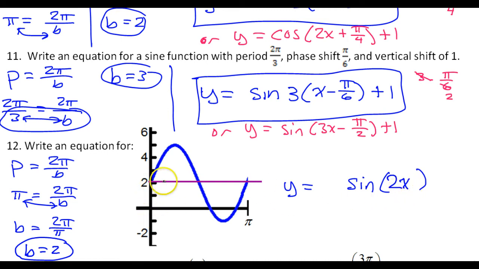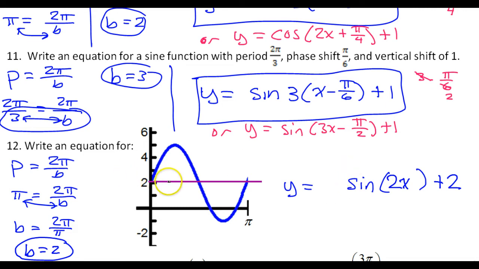Now, see the midline is up here at 2. So we'll put plus 2 on the end of this because of that. Alright, I kind of wish these had been 2 different numbers, but this 2 is because of the midline. Alright, this 2 is because of the b value. That just leaves the amplitude.